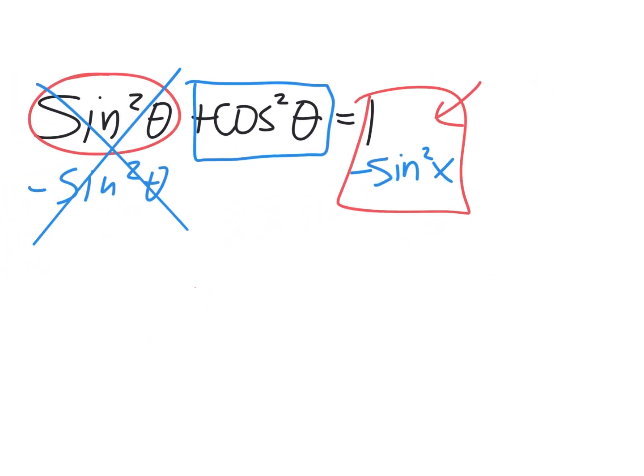Without even having to rewrite it, I bet you could figure this out. So what's sine squared the same as? Kind of like that, isn't it? If cosine squared is 1 minus sine squared, sine squared would be 1 minus cosine squared.